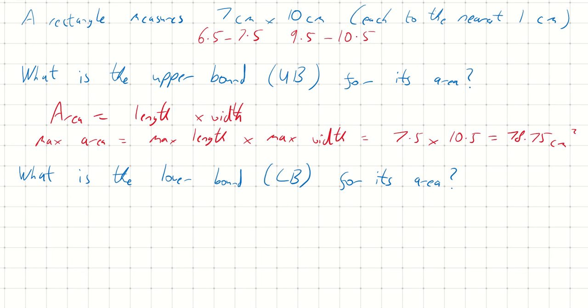For lower bound, we'll do the same thing, but now we want the minimum area. Well, that's the minimum length multiplied by the minimum width, and that is 6.5 times 9.5, which is 61.75 centimeters squared. Great, so far so good.